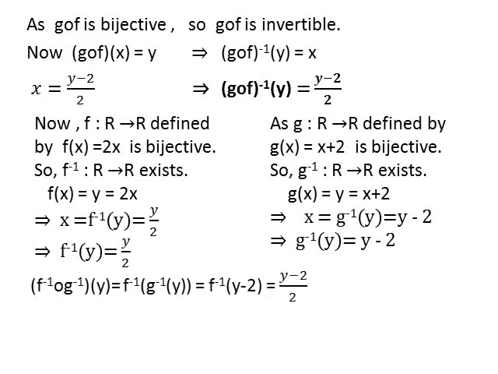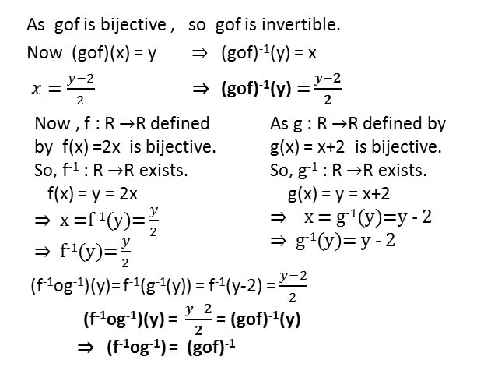So f inverse of g inverse of y is equal to f inverse of (y - 2), as g inverse(y) is equal to y - 2. And then f inverse of (y - 2) is equal to (y - 2)/2. This is also equal to inverse of g of f. It implies that f inverse of g inverse is equal to inverse of g of f.